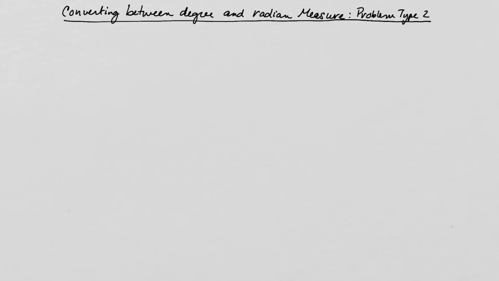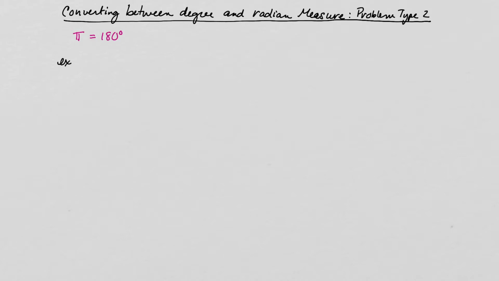So in this section, we're going to still keep converting between degree and radian measure, but these problems might not always look as nice as some of the other ones. So for example, and before we start, remember our conversion factor, which is pi radians is equal to 180 degrees. And that's what we're going to use to convert back and forth, just like we did in all the other videos.